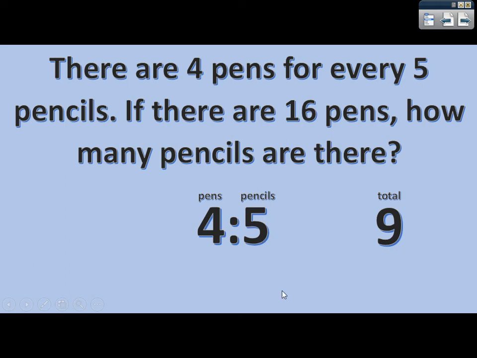You just times the pencils by 4 as well. So let's do the pens. 4 times 4 is 16. And do the pencils. 5 times 4 is 20. That's the new ratio, you could say, when we're trying to work out what happens if 4 pens change to 16. What happens to the pencils? 5 pencils changes to 20. So we times the pens by 4, and we also times the pencils by 4.